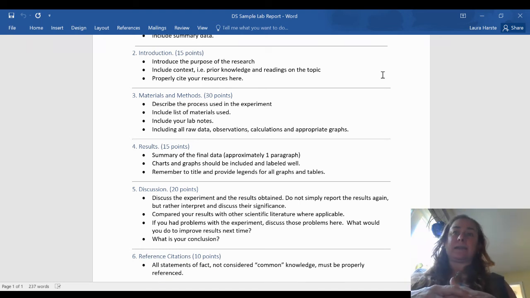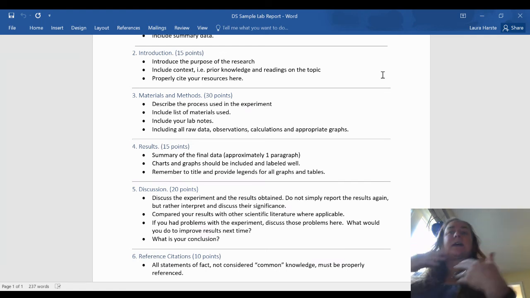Put all of that in there, and then all of your raw data and the observations you have, and graphs, calculations, beef that up as much as you possibly can. Pictures always are great because they give that good visual look.